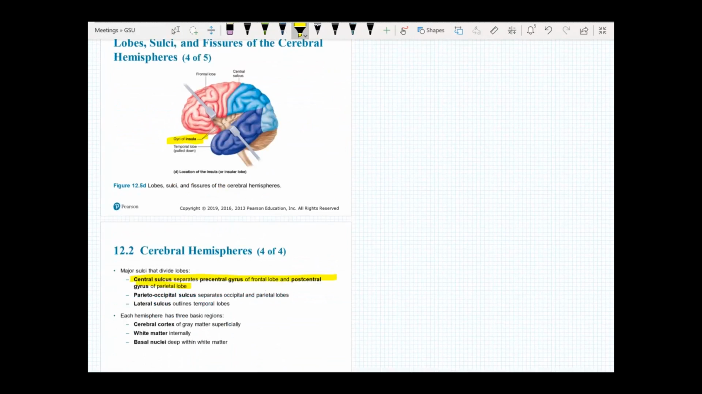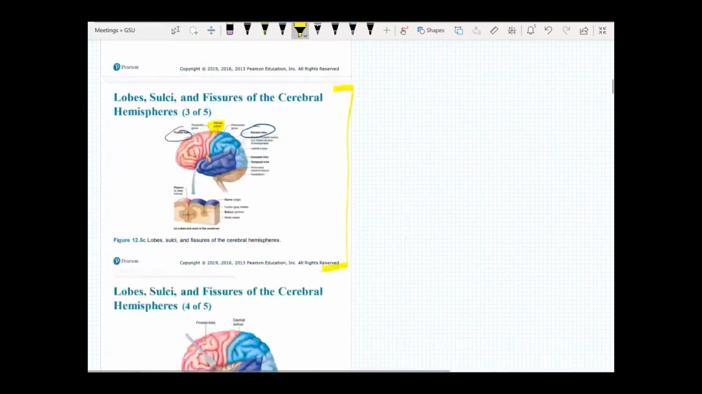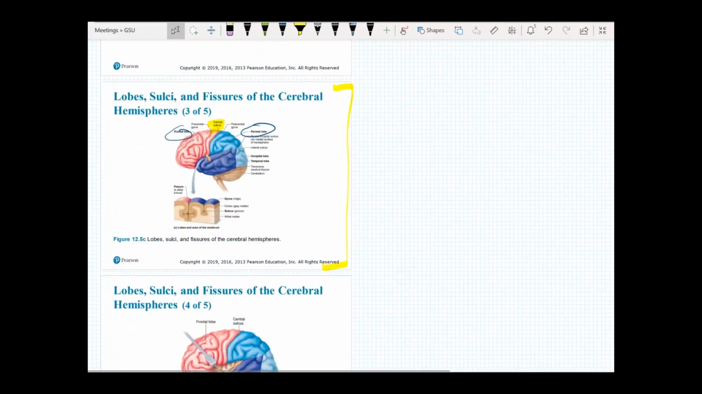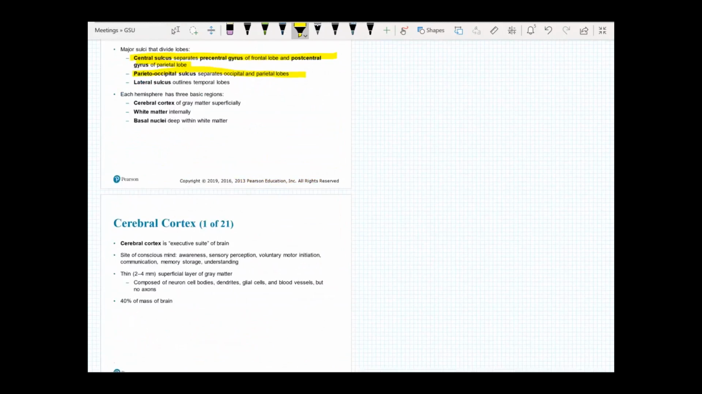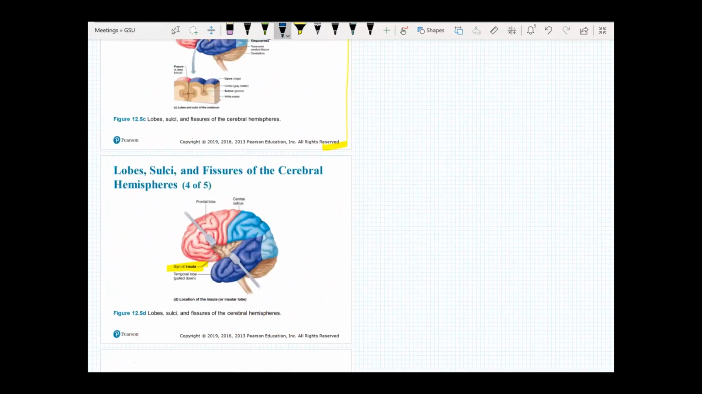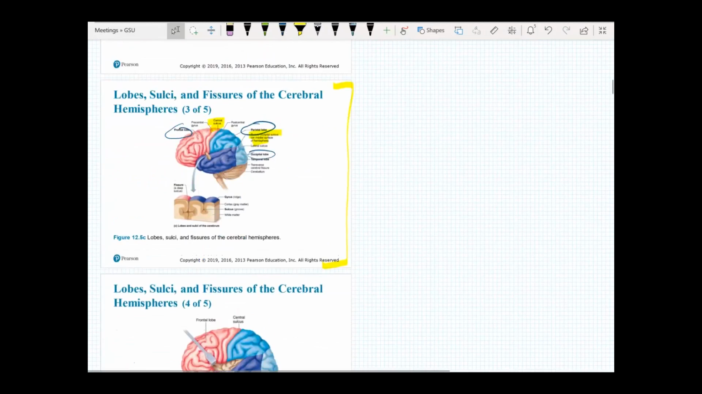Then you're going to have the parieto-occipital sulcus that will separate the occipital and the parietal lobes. I believe I have covered it up, but that's this guy right here who is separating the parietal and the occipital lobe. And then another one that you're going to have is your lateral sulcus, which will outline the temporal lobe. That one will be found right there.